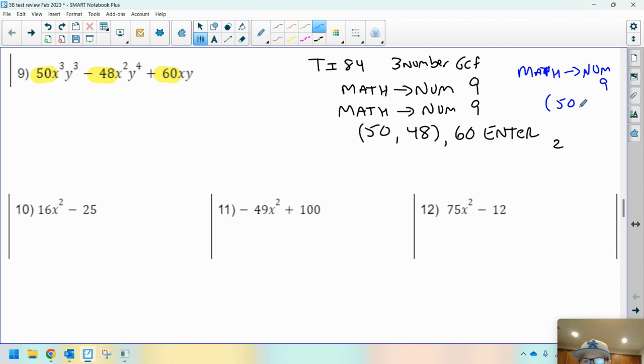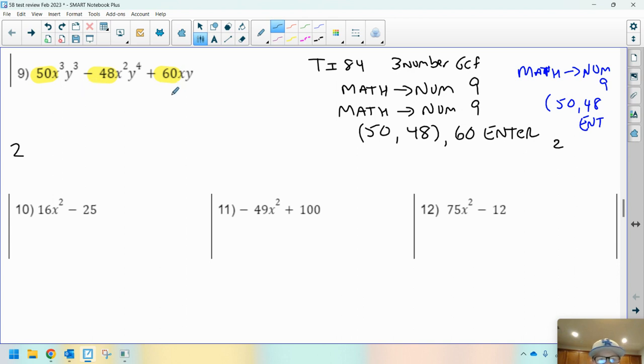You would do the first number, comma, the second number. You don't even have to close the parentheses, and then hit enter, and it would tell you there. All right. So we know our GCF is 2 for the numbers. Now let's see what the letters are.